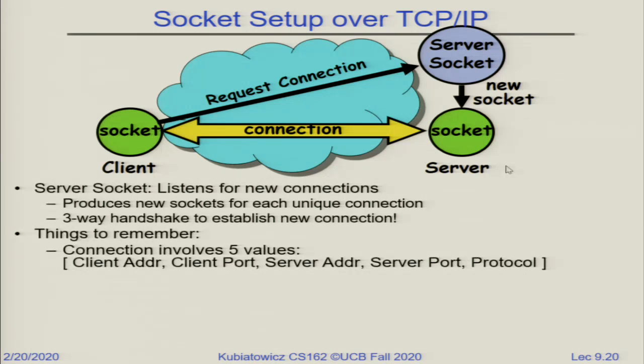A unique connection, which is the yellow thing there, is a 5-tuple of values. It's a client address and a client port on one side. It's a server address and a server port on the other side, and a protocol. So if you have 5 things, that's a unique connection between 2 green items with yellow in the middle, as on that screen. What's a protocol? A protocol is something like TCP or UDP. Okay?